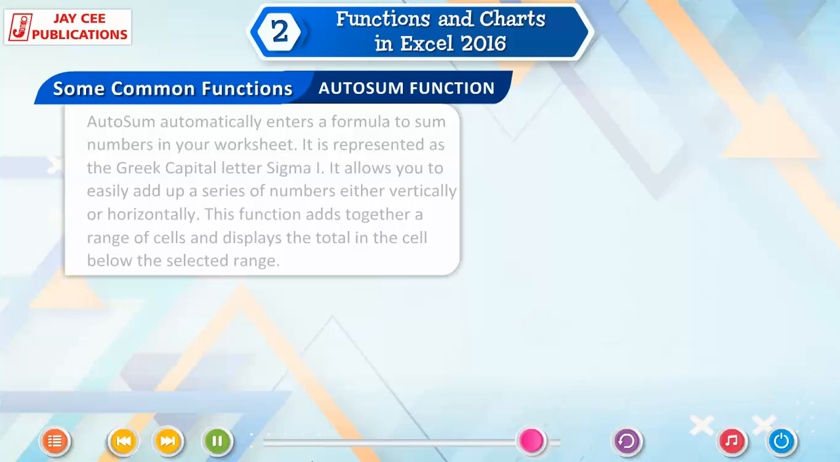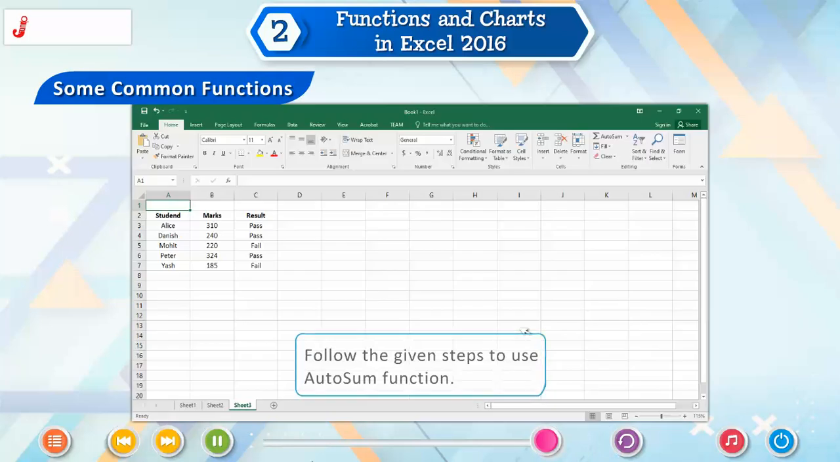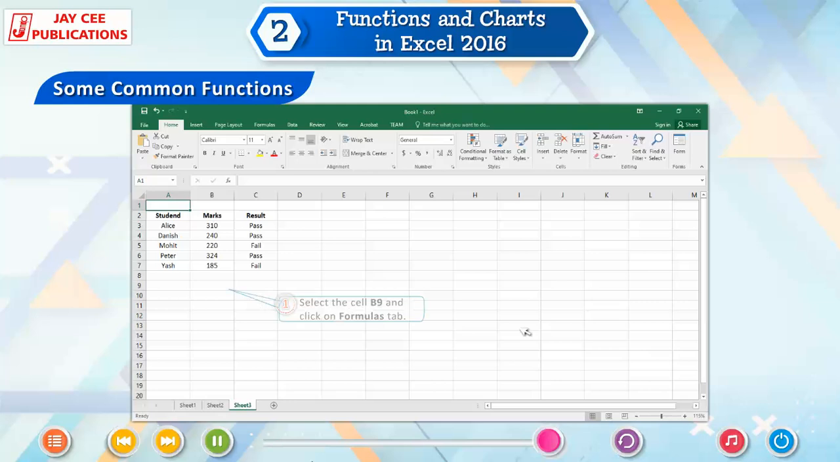AutoSum function. AutoSum function automatically enters a formula to sum numbers in your worksheet. It is represented as the Greek capital letter sigma. It allows you to easily add up a series of numbers either vertically or horizontally. This function adds together a range of cells and displays the total in the cell below the selected range. Follow the given steps to use AutoSum function.